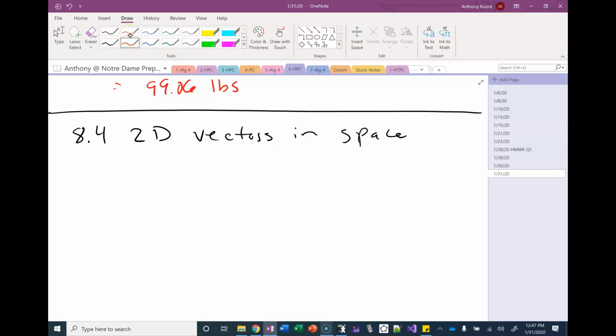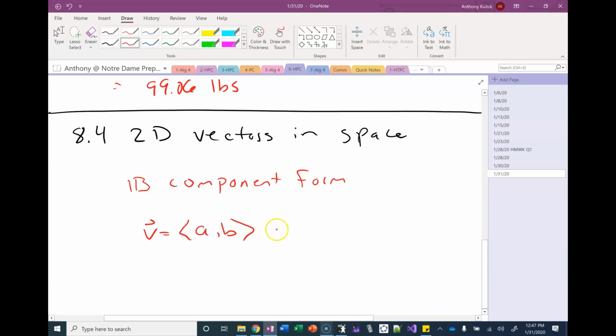So before we get started, I'm going to define a third way to represent a vector. Or maybe it's a fourth way. I don't know. Let's say another way to represent a vector. This is what we're going to refer to in the book pages as IB component form. Now, when I learned this material as a student, we called this a column vector. You could also refer to it as a 1x2 matrix. But this is our vector in component form.